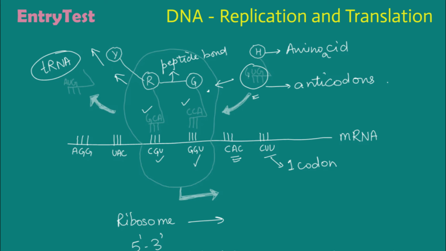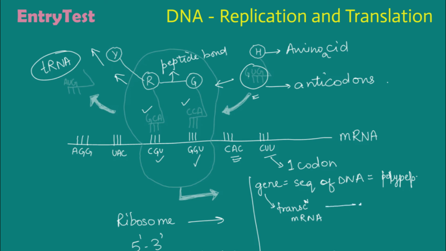Now what is the relationship between a gene and a polypeptide? That is very important. You know that a gene is a sequence of DNA that encodes a polypeptide sequence. A gene sequence is converted into a polypeptide sequence by the process of transcription, that is by making an RNA transcript, and the process of translation, which is by synthesizing the polypeptide. So this is the process by which a gene sequence is converted into a polypeptide sequence.